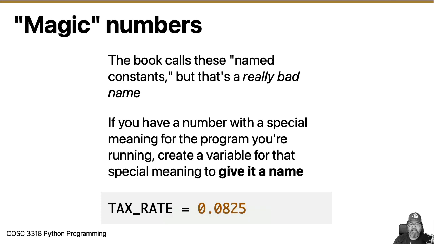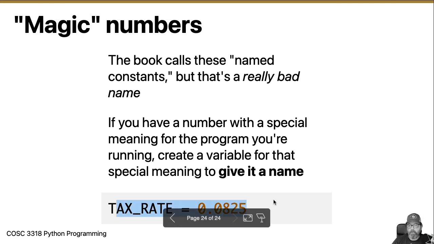All right, magic numbers. So the book calls these named constants, but that's a really bad name. It's a bad name because they're not constants. Other programming languages have things called constants. It's like a variable, but once you give it a value, you can never change it. Python is not that way. Everything's a variable when you assign it. Even though the book calls that a named constant, it's not a constant. I can change it in my program anytime I want.